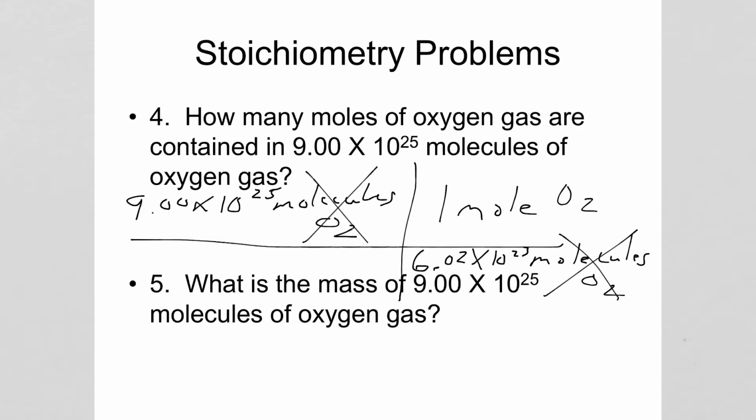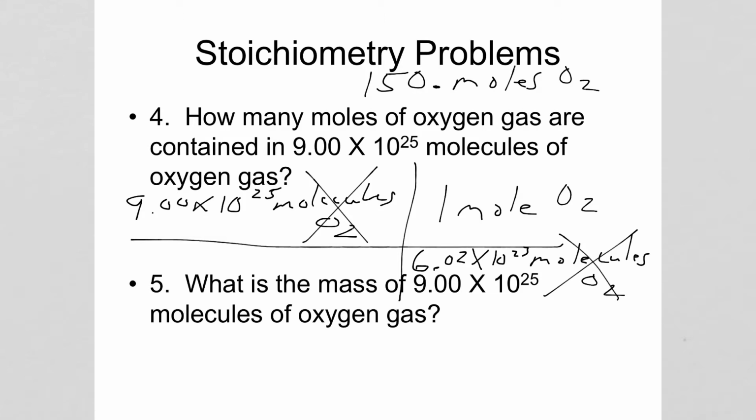So now it's a matter of going 9 times 10 to the 25th times 1 and dividing it by Avogadro's number, 6.02 times 10 to the 23rd. And when we do that, we end up with 150. To get our sig figs right, we're going to put a decimal point there at the end, and that is moles of oxygen gas. So now we're going to move on to problem number 5.